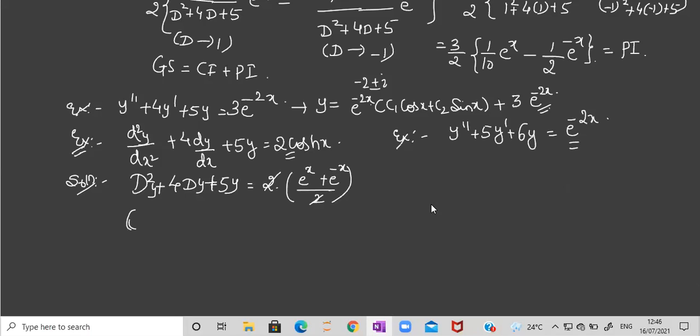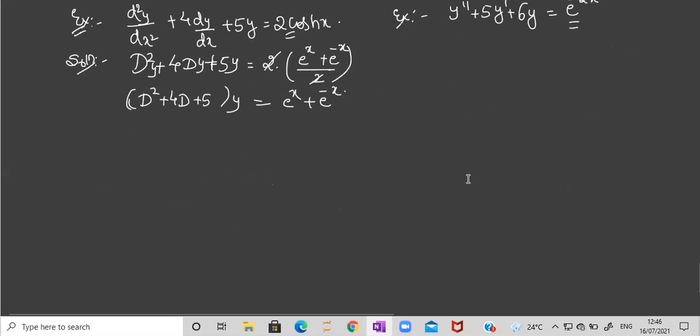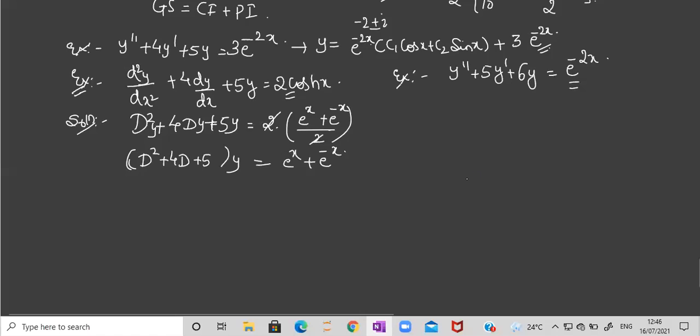Now here you can see clearly, you can take y common so that you will get D square plus 4D plus 5 is equal to e raised to x plus e raised to minus x. Let us find the CF. To find CF, what is required? Auxiliary equation. Auxiliary equation is what? m square plus 4m plus 5 equal to 0.